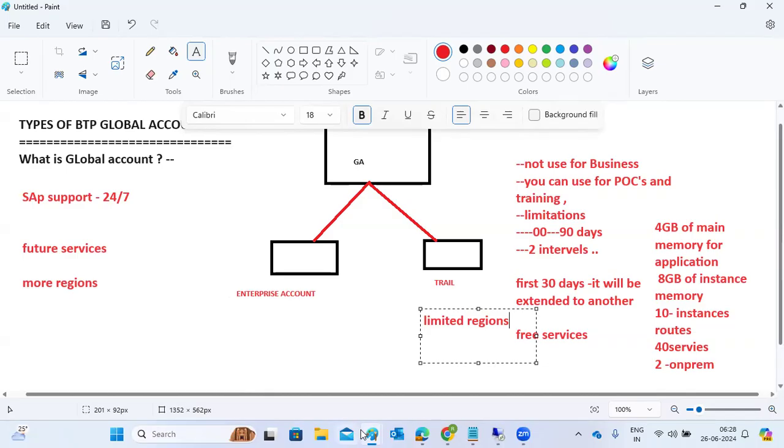So what about the licensing model for the enterprise account? What about the pricing model? The pricing model for the enterprise account here, right? This enterprise account has pricing models. It is very important.